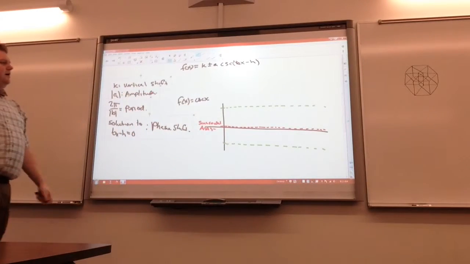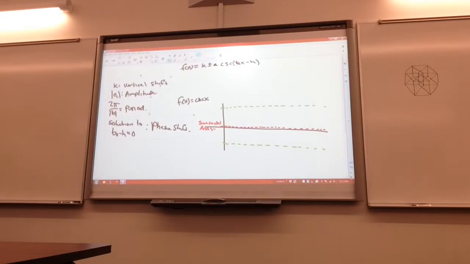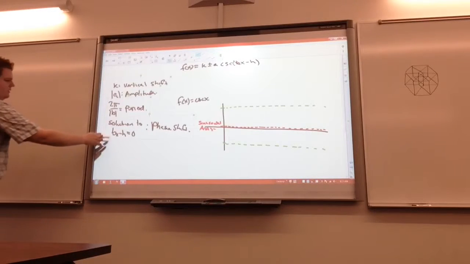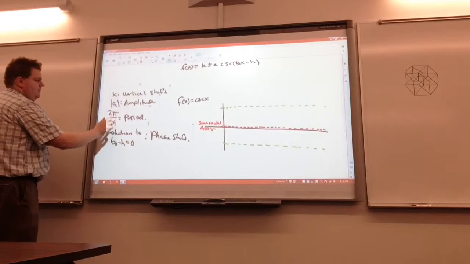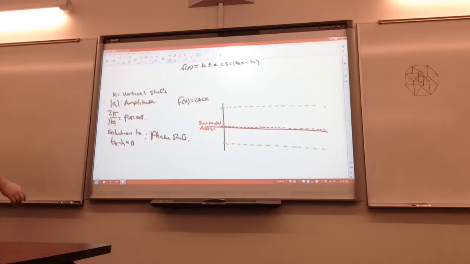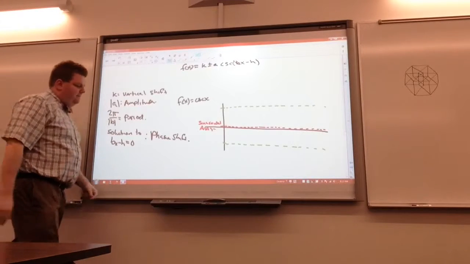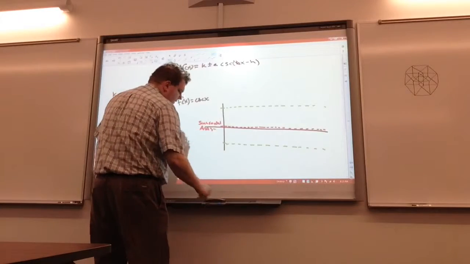Okay, because our amplitude is still going to be 1 in this case here. Now, period is still going to be 2 pi over b, or 2 pi over the absolute value of b. So for this one, there's no b, so it's just 2 pi. Okay. So I'm going to mark that period out.